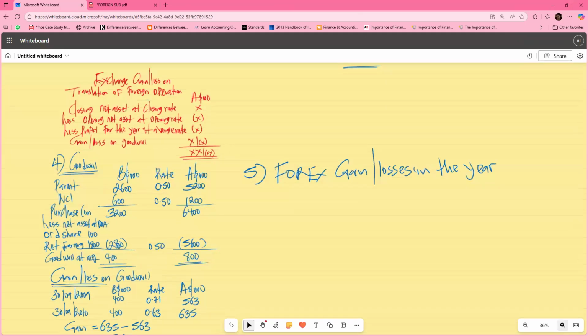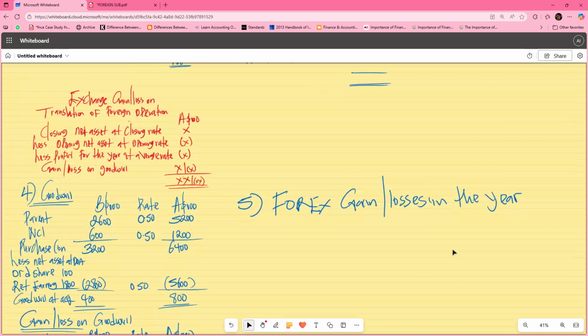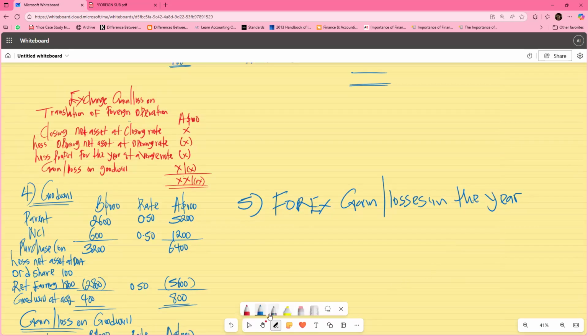I want you guys to be seeing the format. I don't want to move downward like that. So what's the first item? The first item is you need to do the closing net assets at closing rates.